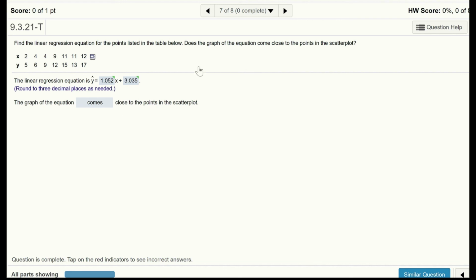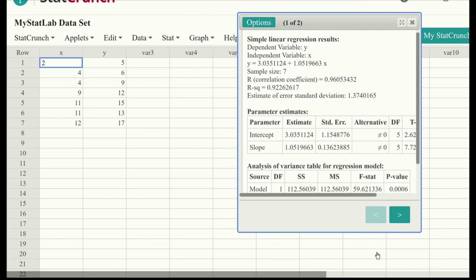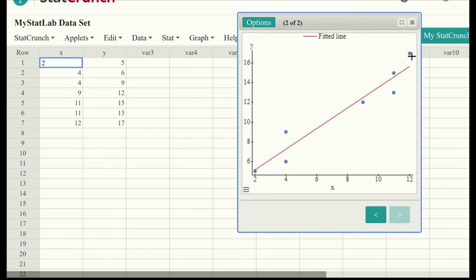So let's take a look at the scatter plot to make the determination whether it's coming close. Clearly, it does come very close to the data points, right? In fact, it's the best fit line. You're not going to find any line that comes close to all these points any better than that one. That's why it's called the best fit line, right? And therefore, yes, this is a strong linear correlation.